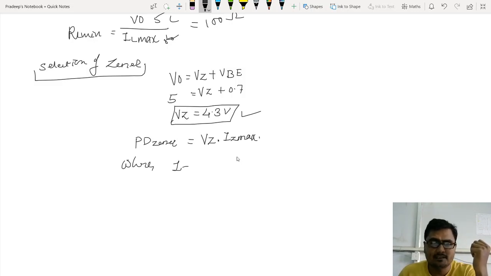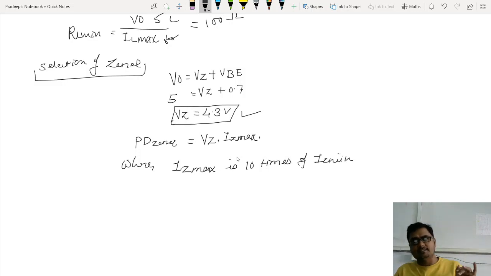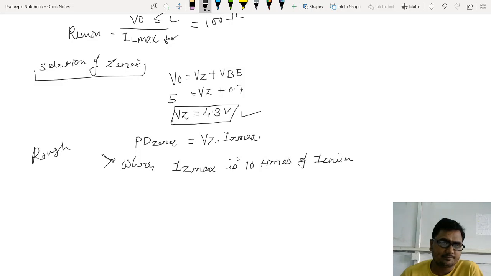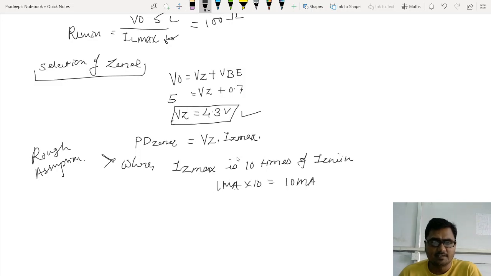The option is where IZ max is 10 times IZ minimum. So whatever IZ minimum is given, multiply it by 10, you will get IZ maximum. It is a rough assumption. I will write it here: rough assumption. Now, IZ minimum is 1 milliampere, multiplied by 10, which equals 10 milliamperes. So now IZ max will be 10 milliamperes.